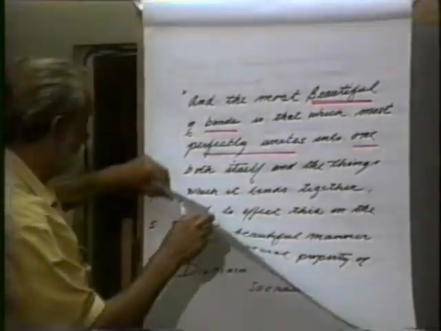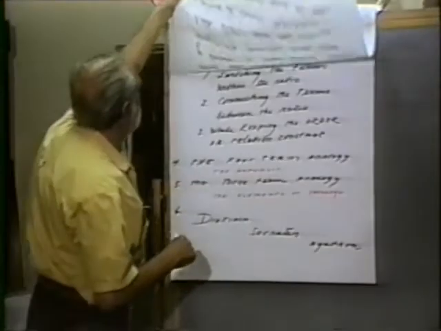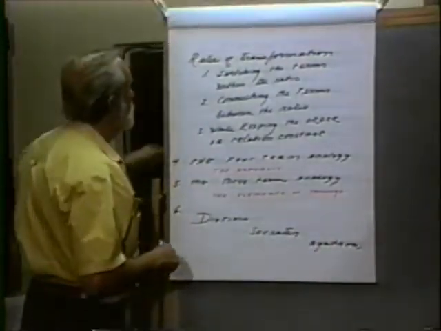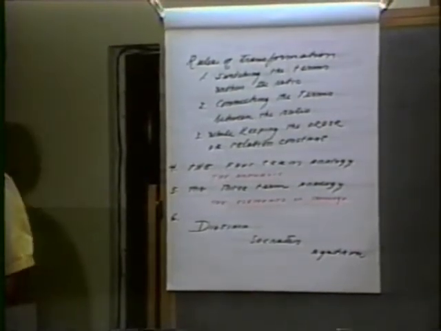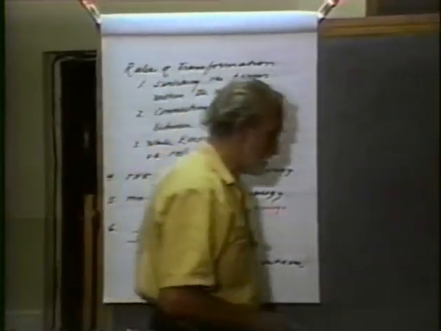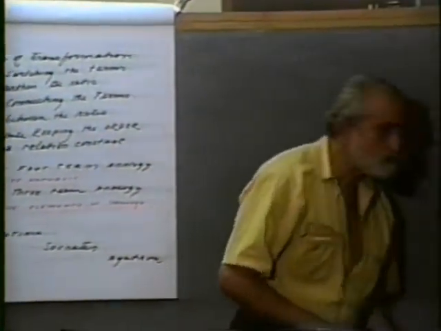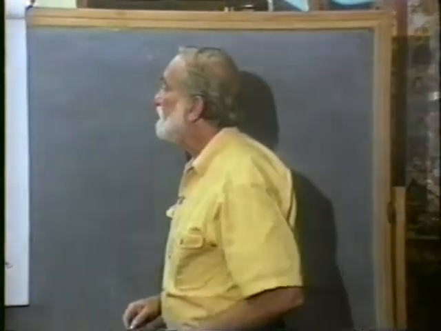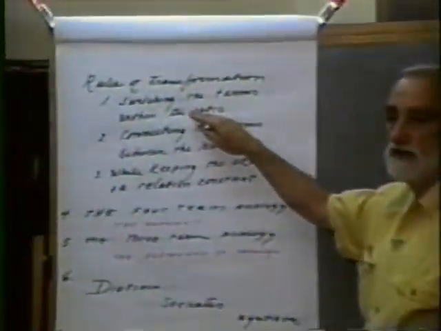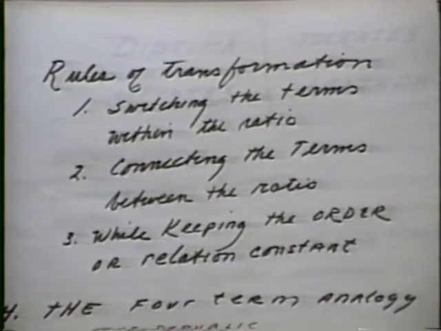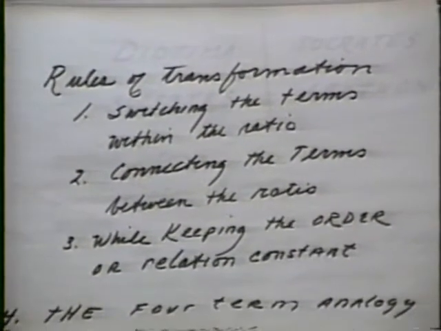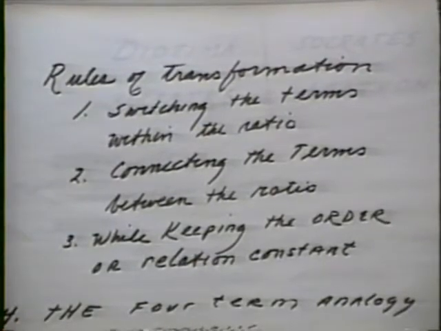All right, now how are we going to do it? First, I'd like to make a very straightforward, simple intro to analogy. There are two laws of transformation: switching terms within a ratio and between the ratios. Now, a ratio is any two things that are related. A is to B. That's a ratio.